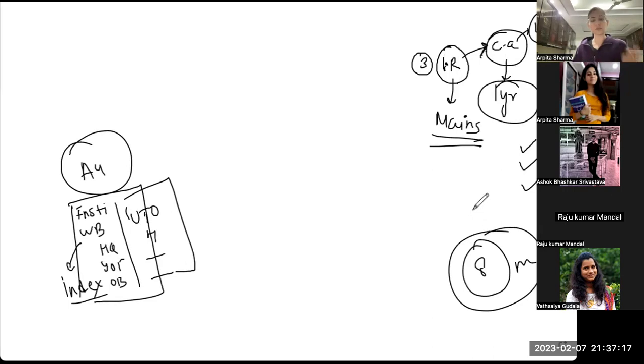So focus on current affairs, and if you come across any organization in current affairs, try to take down the headquarter, year of formation, index which is released by that organization, and objective. That's it. That is enough.